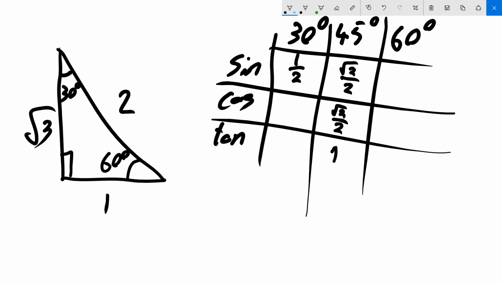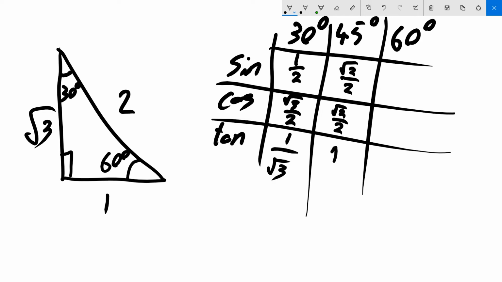Cosine of 30 degrees is equal to the adjacent divided by the hypotenuse, and we get root 3 divided by 2. What's the tangent of 30 degrees? Well, it's the opposite, 1, divided by the adjacent, which is root 3. I'm going to leave it like this for now, and you'll see why.